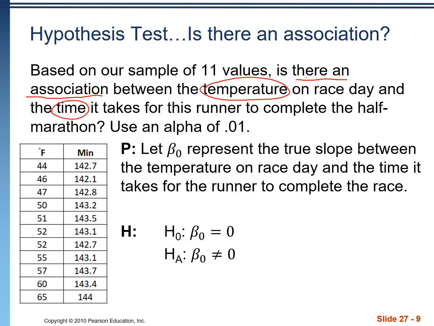Our null hypothesis is that the slope for these two would be 0, meaning that it's perfectly flat. There's actually no association at all between them. The alternative is that it's not equal to 0. There's some kind of slope, whether it's uphill or downhill, where there's an association between the temperature and how long it takes to complete this race.